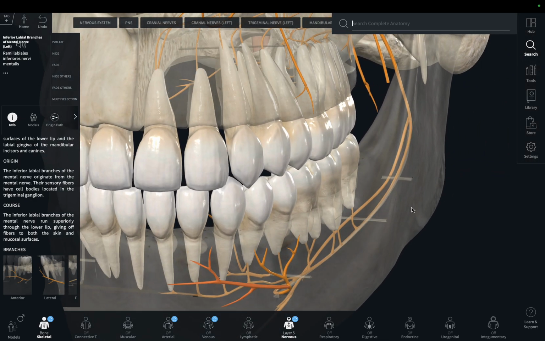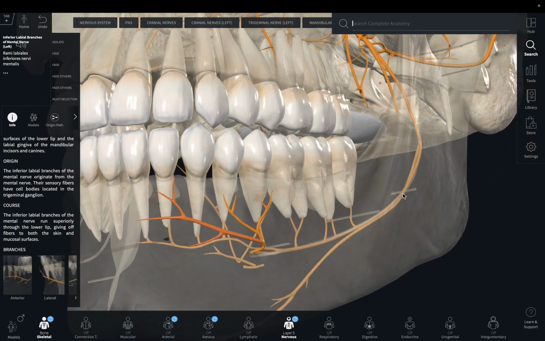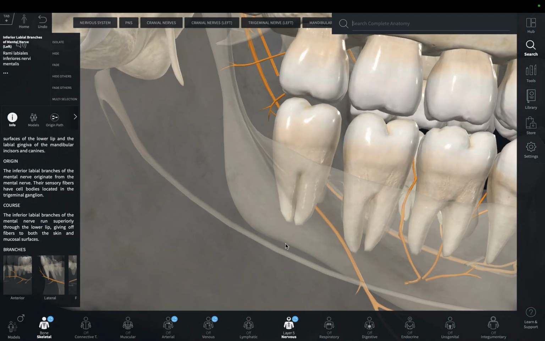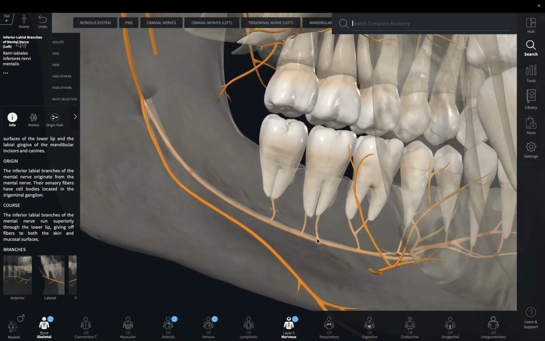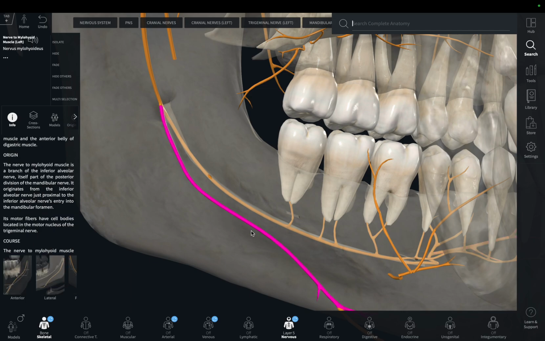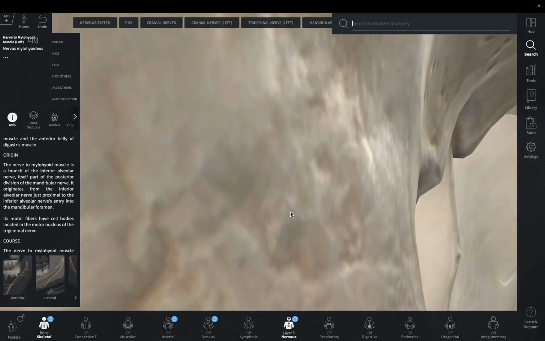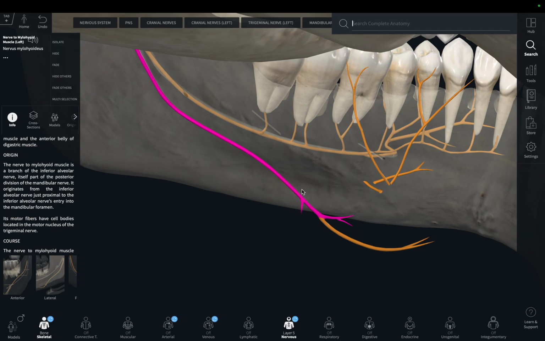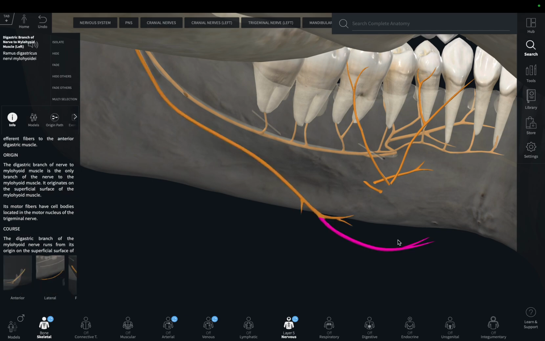Of note, the inferior alveolar nerve also gives off a nerve before it enters the mandibular canal. This is a motor nerve. Before it enters the mandibular canal, it gives off this branch, the nerve to the mylohyoid muscle, which is located at the floor of the mouth, here. This is the mylohyoid line, and is one of the attachment sites of the mylohyoid muscle. This branch also terminates and gives another branch to the anterior belly of digastric, which is also motor.